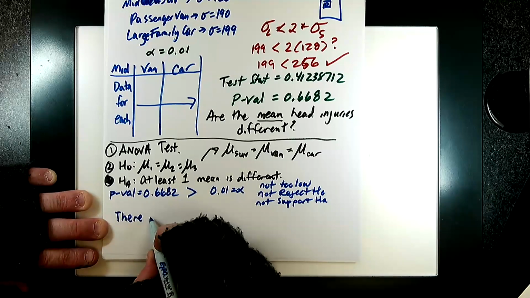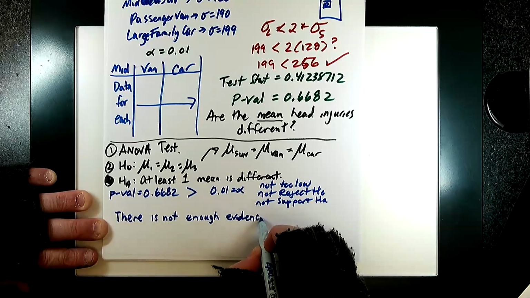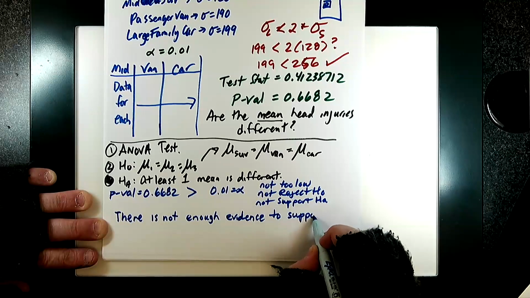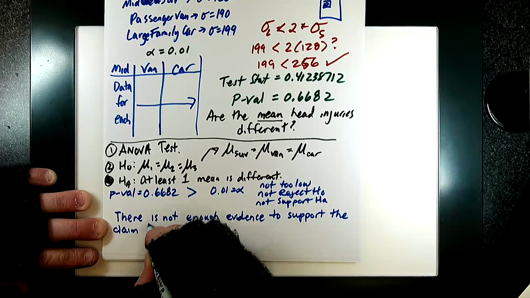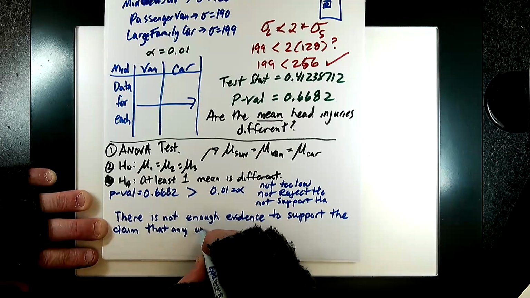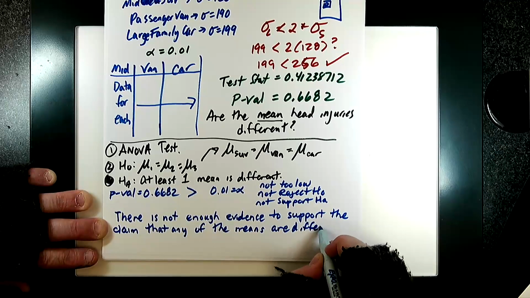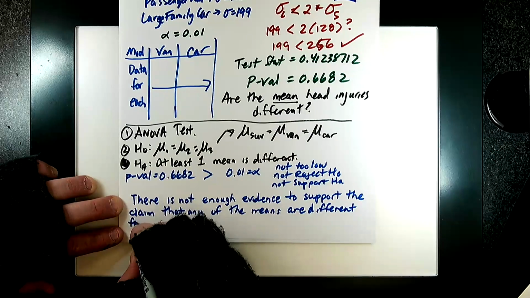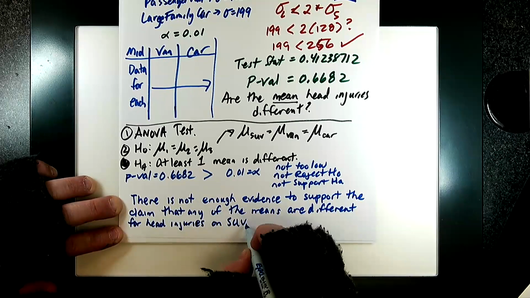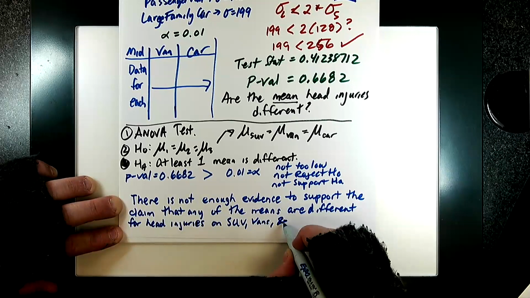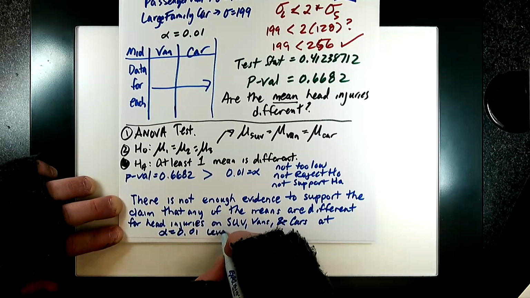Try to scare me up here. There is not enough evidence to support the claim that any of the means are different for head injuries on SUVs, vans, and cars at alpha equals 0.01 level of significance.